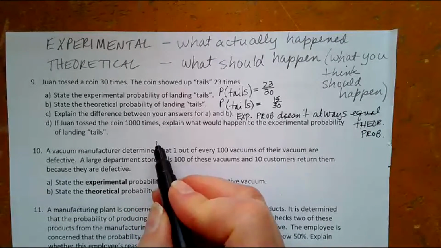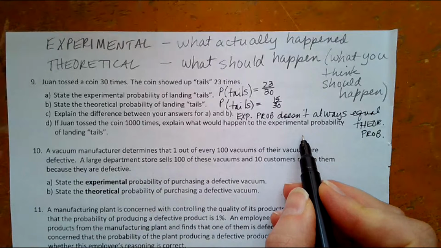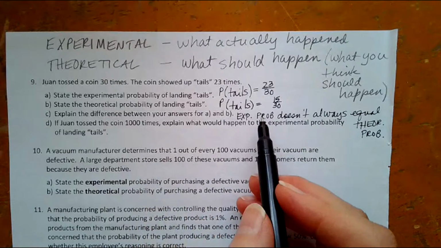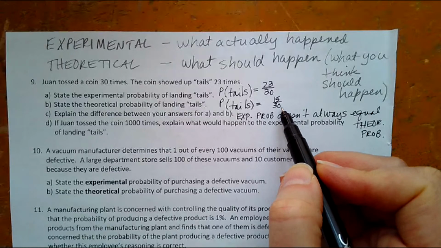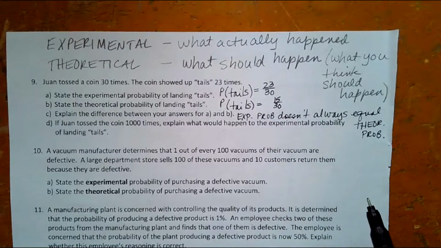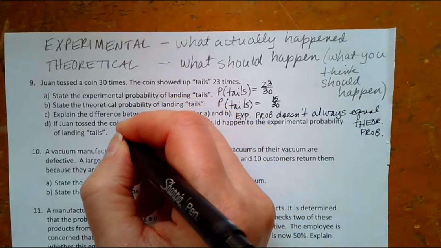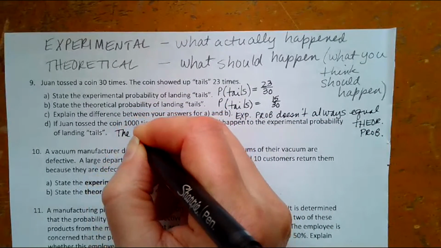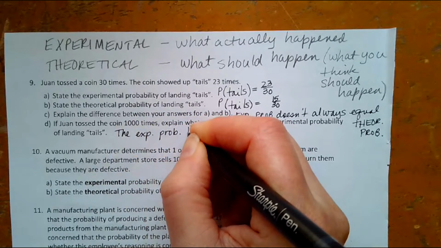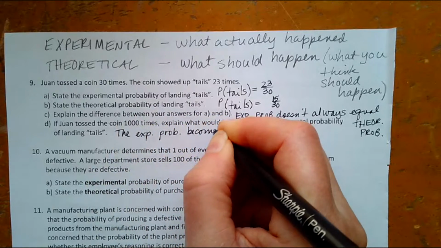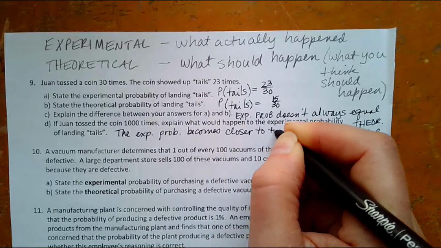If Juan tossed the coin 1,000 times, explain what would happen to the experimental probability of landing tails. Well, right now the experimental probability is way higher than the theoretical. As you continue tossing, though, if you toss and toss and toss, what happens is the experimental probability becomes closer to the theoretical.